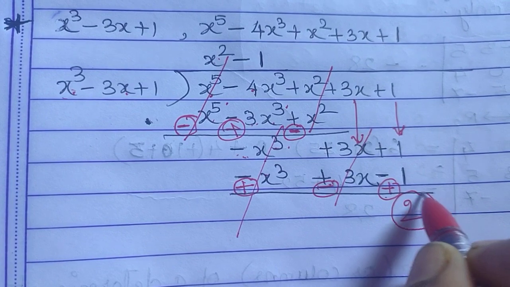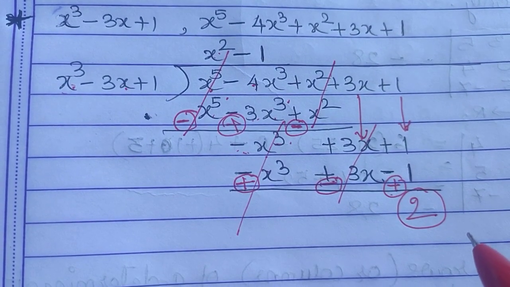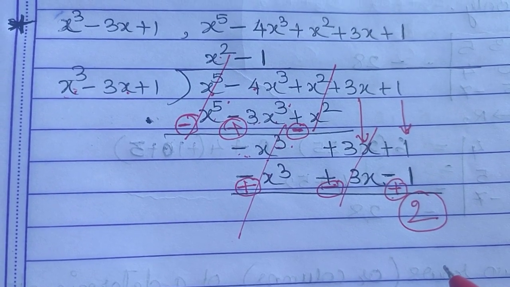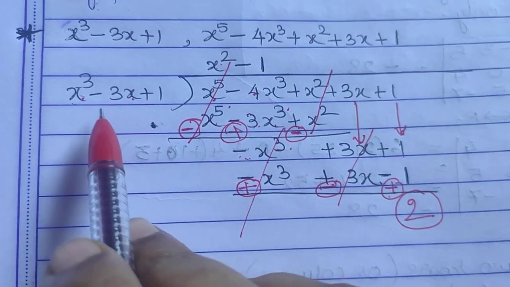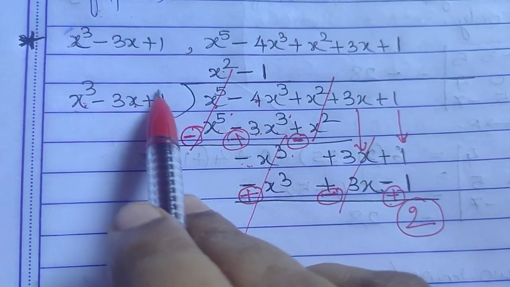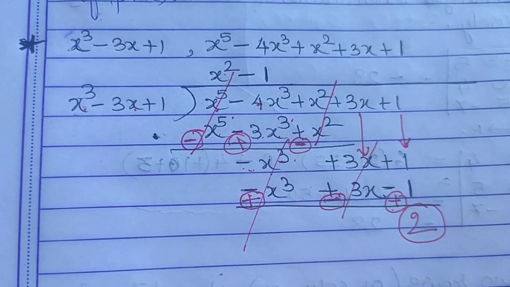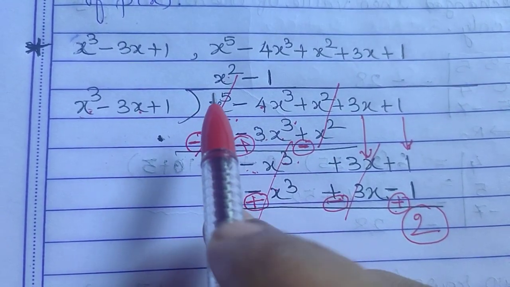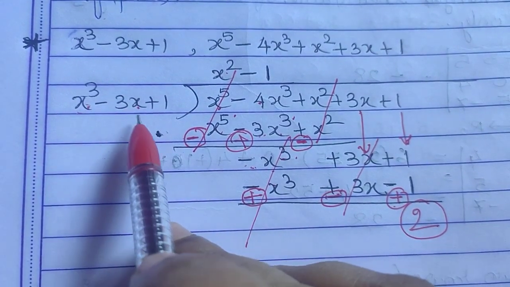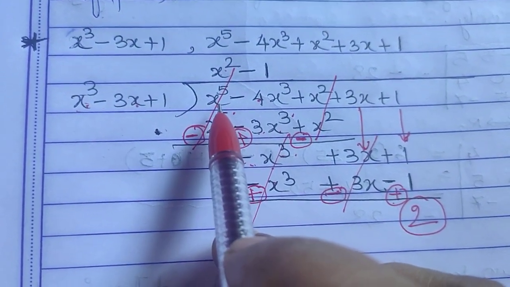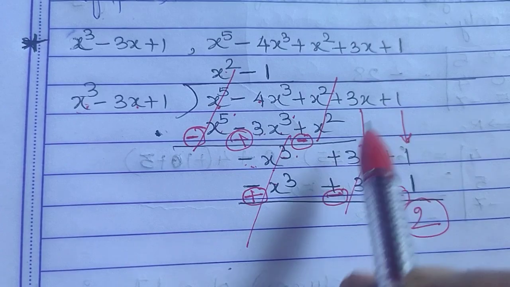The remainder is 2, it is not 1. The remainder is 2, and hence we can say that this is not a factor of the given polynomial. So we can write that the remainder is 2, which is not equal to 0, therefore x cube minus 3x plus 1 is not a factor of the given polynomial.